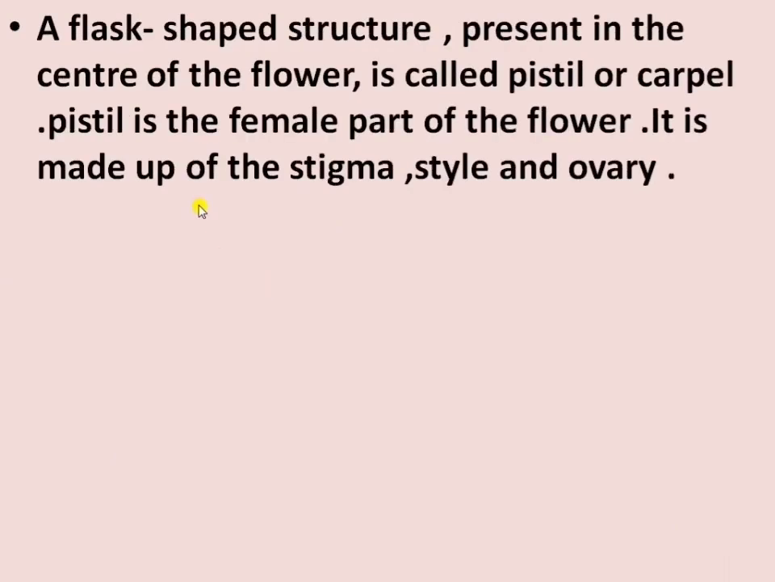Next we talk about the female part of the flower. The flask-shaped structure present in the center of the flower is called pistil, or we can say carpel. Pistil is the female part of the flower, and it is made up of the stigma, style and ovary.